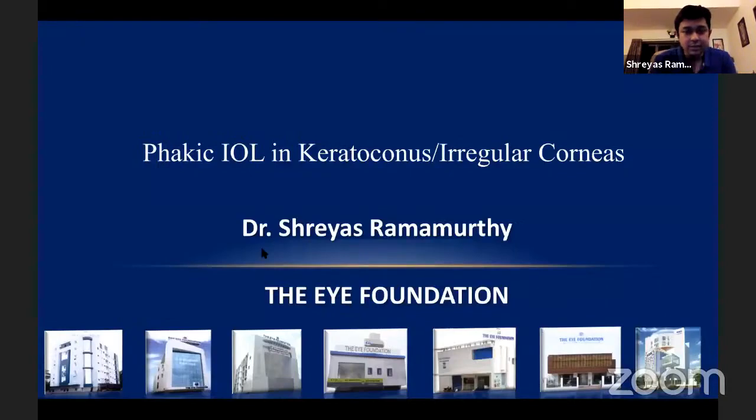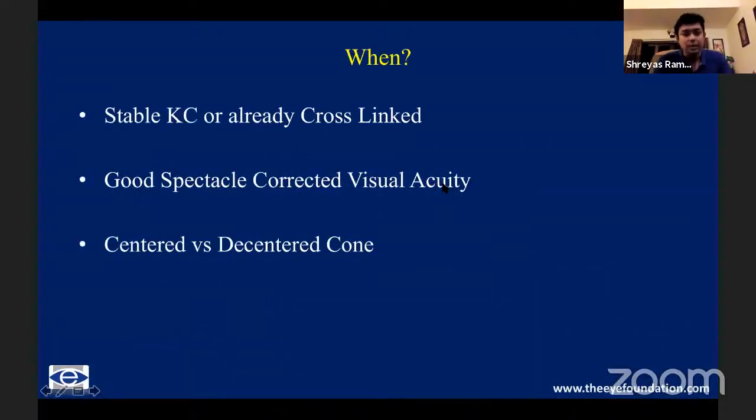Good evening, everyone, and thank everyone at ARC AIOS for this opportunity. Today I'll be talking to you all about phakic IOL in essentially keratoconus, although the criteria and the points which I'll mention will be suitable for any irregular cornea as well. So when do we think of phakic IOL? It has become a very important tool in the armamentarium of the various techniques that we have to improve vision in patients with keratoconus. So we essentially use it in stable keratoconic patients who are either stabilized by age or are already previously cross-linked and a sufficient time period has elapsed.